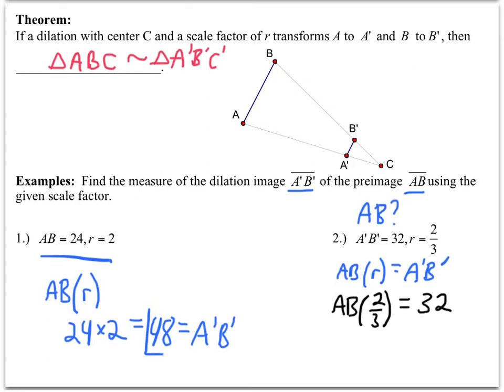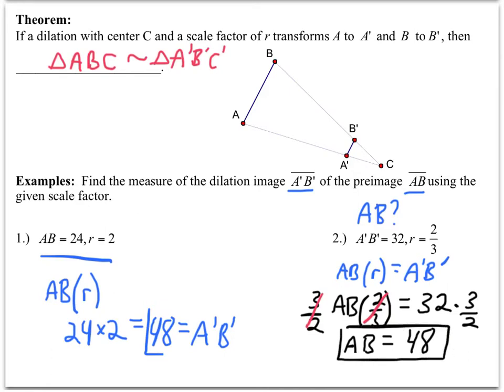Solving this algebraically, we need to find AB. So I'm going to multiply by the reciprocal 3/2 on both sides. By doing this, 3/2 times 2/3 is just 1. So we get 1 times AB. Therefore, AB is equal to the product 32 times 3/2. 32 times 3/2 is equal to 48. So now AB is equal to 48.